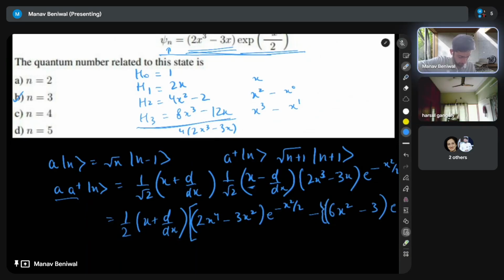Okay, and then we'll keep this first term the same, 2x cube minus 3x, and we'll differentiate the exponential term. So again we'll have the same exponential term, and the derivative of this will give us minus 2x by 2, so minus x.